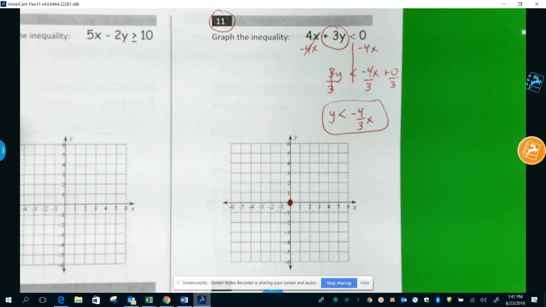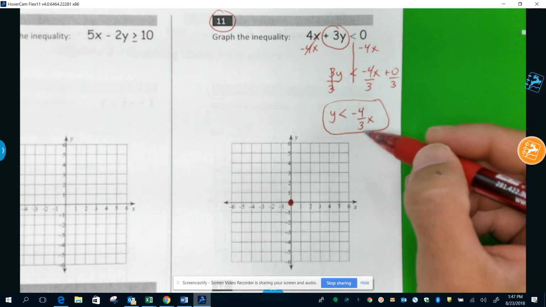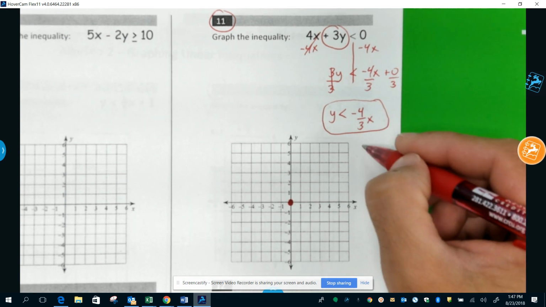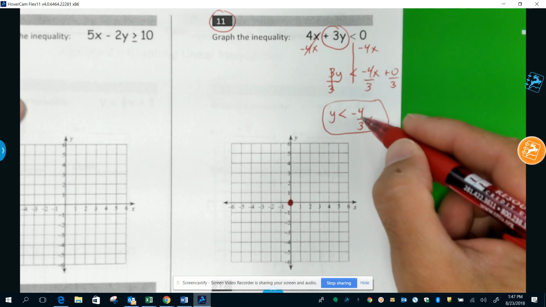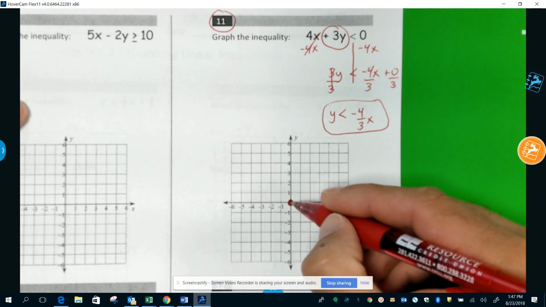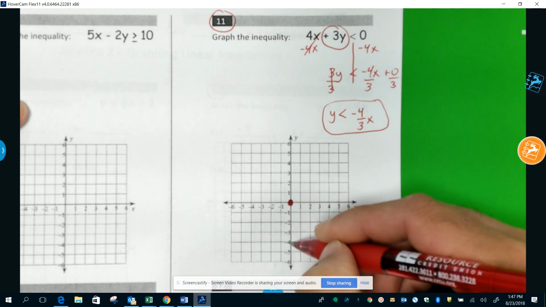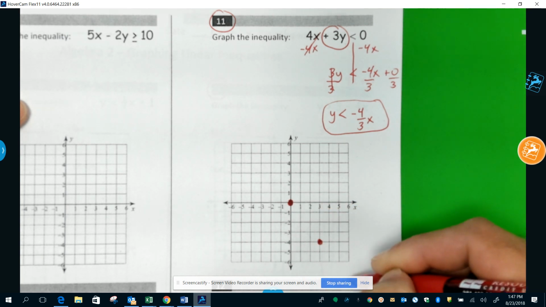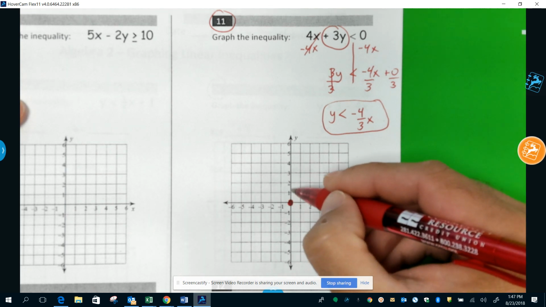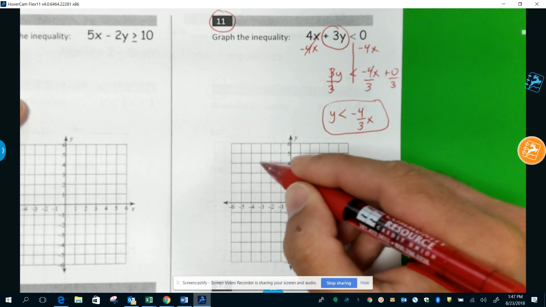Plot that first. Now my slope, negative slope. Negative slopes go down and to the right. So I'm going to go down 4 over to the right 3. 1, 2, 3, 4 over 3. And if I go down 4 and right 3, I go off the graph. So I can also go up 4 and left 3.